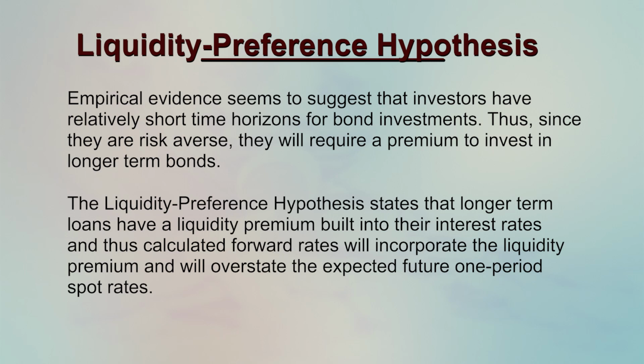So whatever interest rates they are receiving, a kind of premium is already designed so that any kind of interest rate is covered in it, and then it will calculate the forward rate, which will incorporate the liquidity premium and overstate the expected future 1 period spot rates. So basically the forward rates will be calculated based on the interest rate that is determined, and finally the expected future 1 period spot rate also will come in place. This is basically the ideology behind the liquidity preference hypothesis.